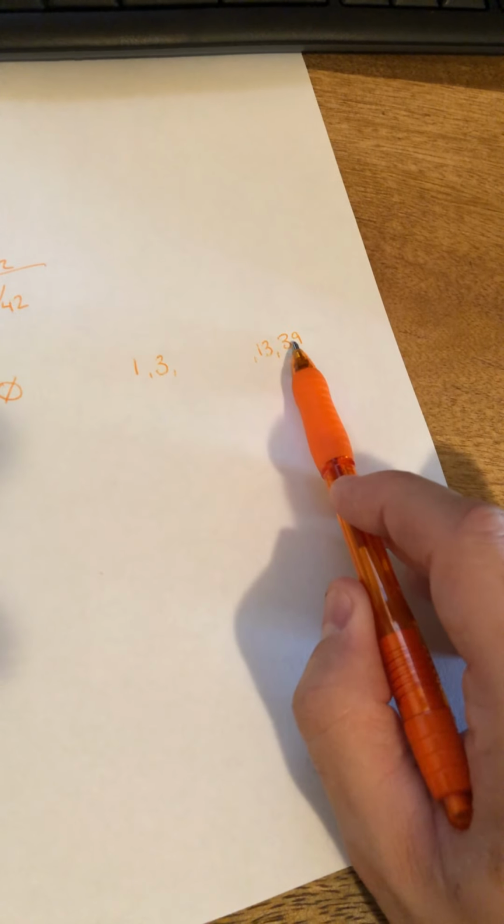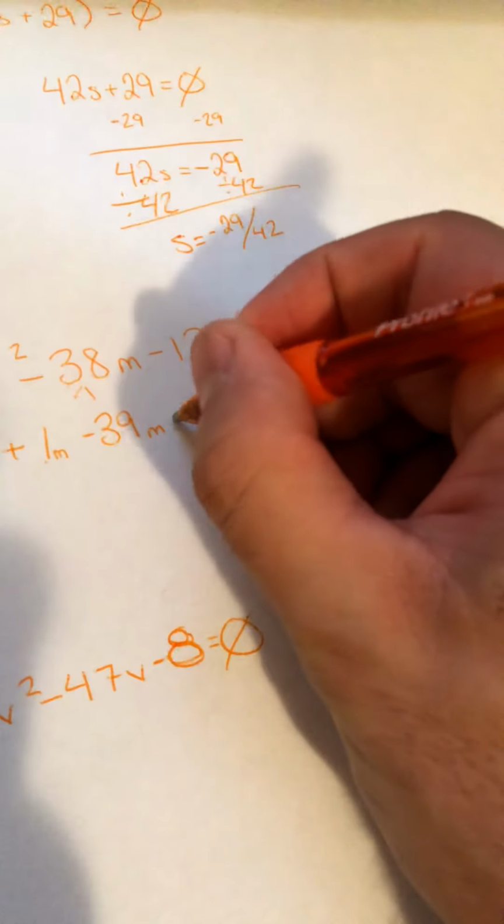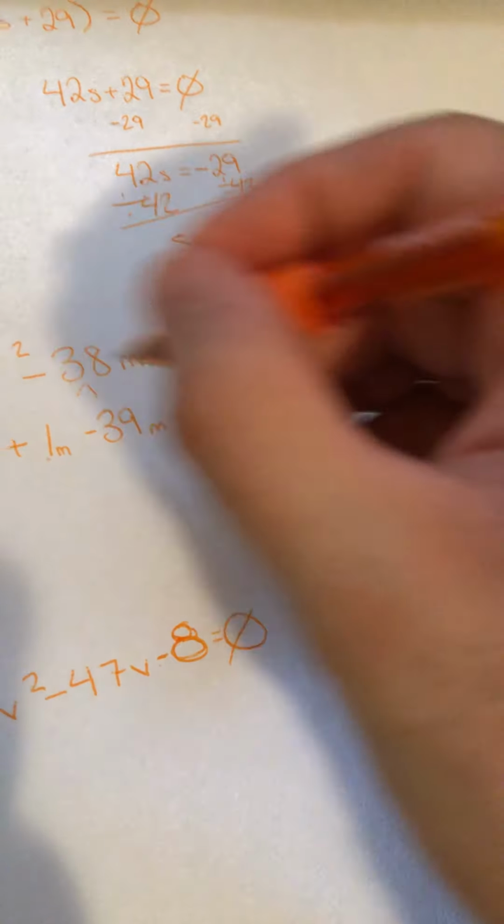But negative 39 and a positive 1 gives you negative 38. So that's where you find that. And that's probably where most of us were getting confused. So hopefully this helps. All right, then you just finish out your problem.